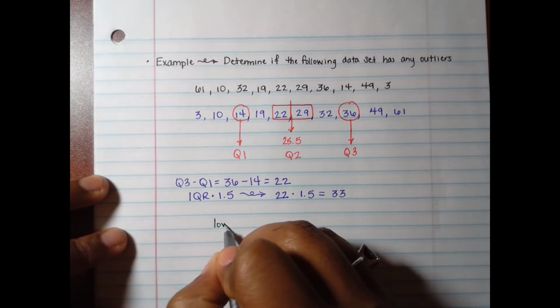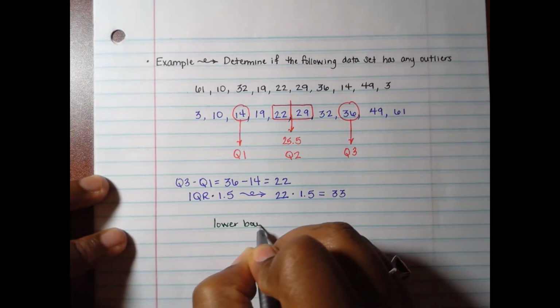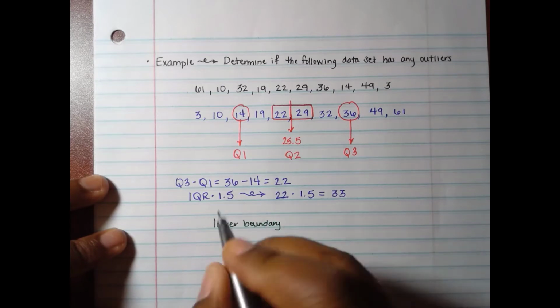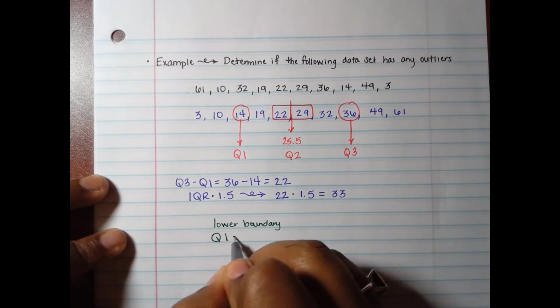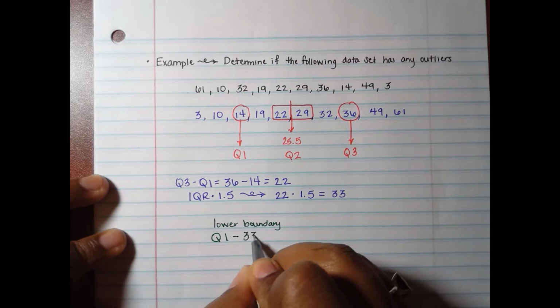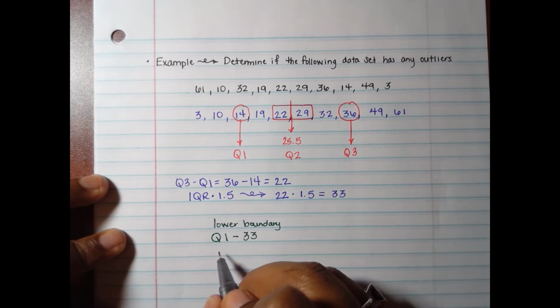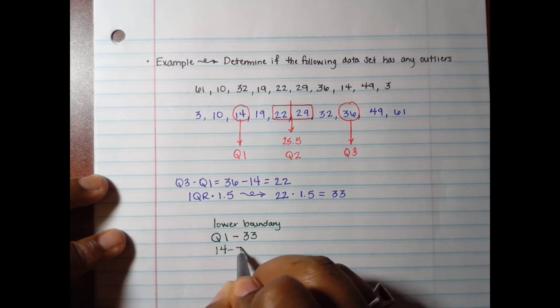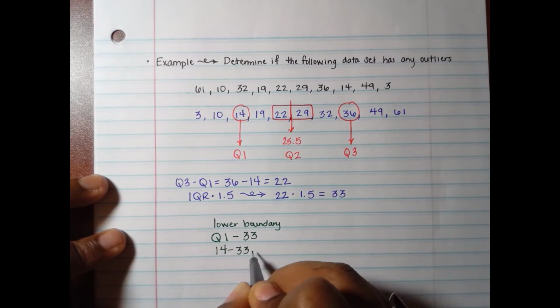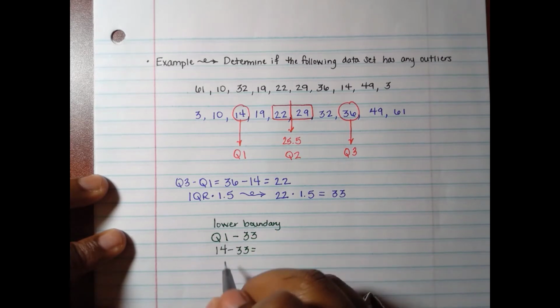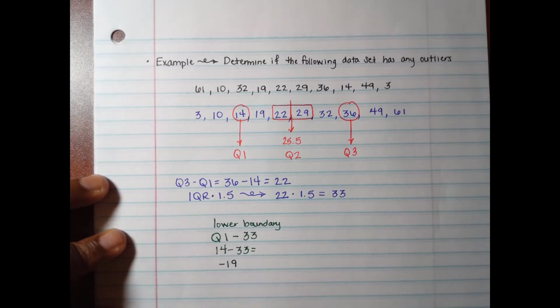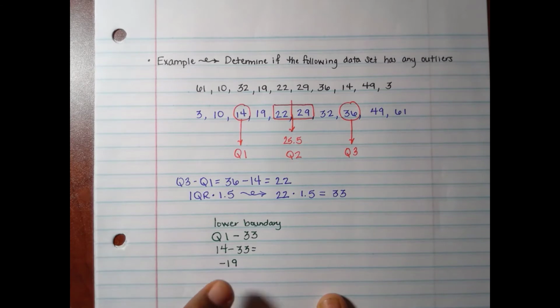So now to find the lower boundary, we will simply do Q1 minus 33, which is 14 minus 33, which equals negative 19. So this is our lower boundary. That means any number less than negative 19 is an outlier.